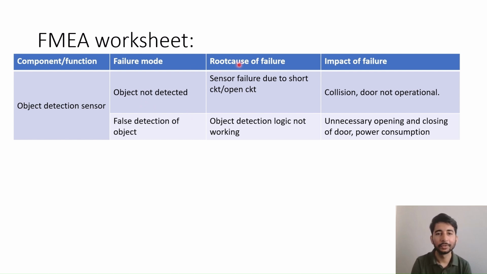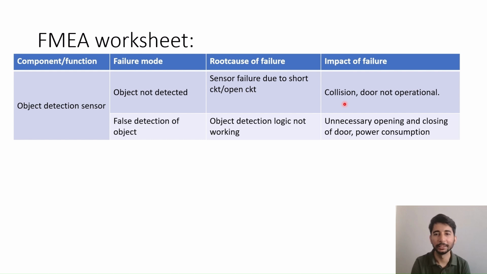And if we check for the root cause of these failures, the object not detected can be due to the sensor failures due to short circuit or open circuit. That is, there is some problem in the circuit and the signals are either always sent as 1 or always sent as 0.